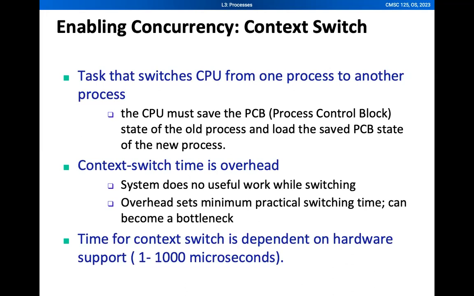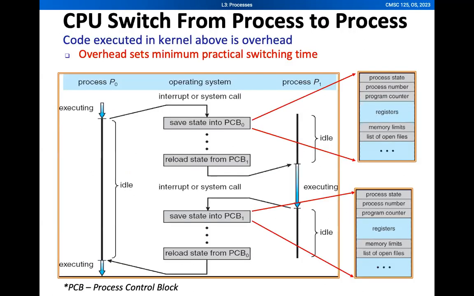Again, context switching allows multiple processes to share a single CPU. So when a CPU switches from executing one process to another, it must save the state of the old process and then load the saved PCB state of the next process. I'll just show you how it happens.